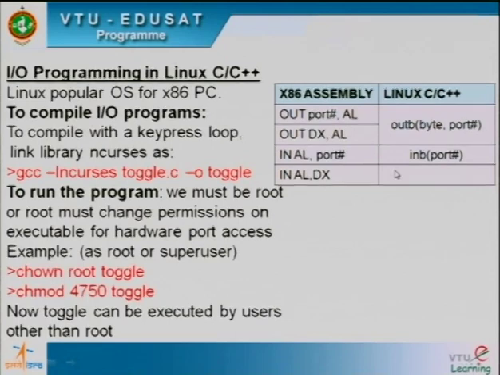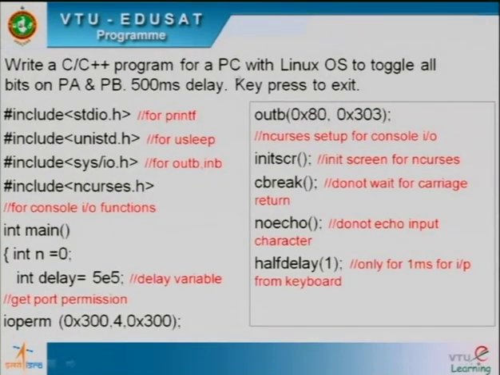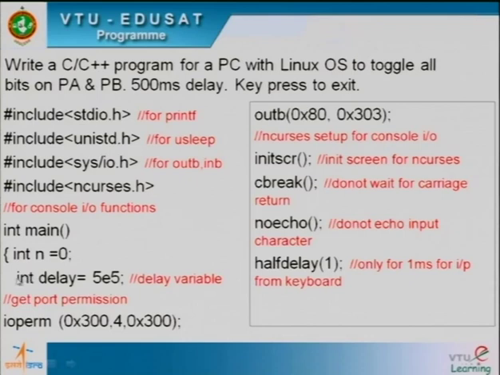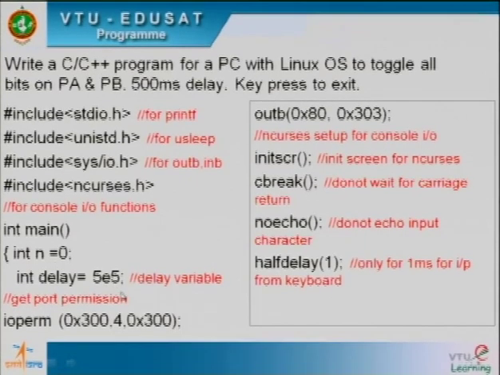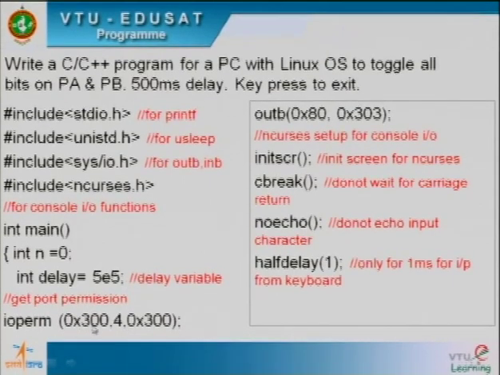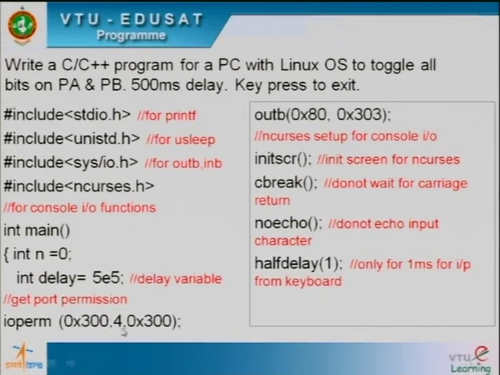These are the in and out instructions, and here is a small program in Linux once again to toggle all the bits with a 500 millisecond delay and a key press check. So here we have int n equal to 0, the delay 5 times 10 to the power 5, that's your delay, and then you get the IO permission starting from address 300 for 4 locations. You get the IO permissions.